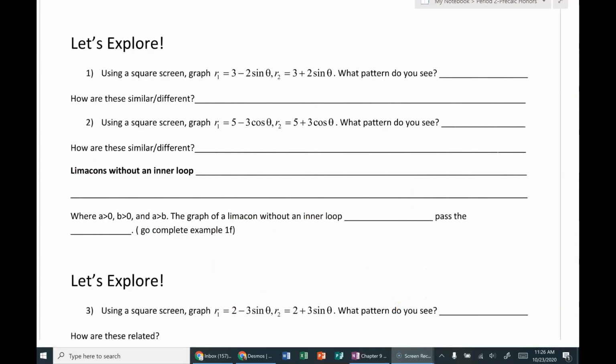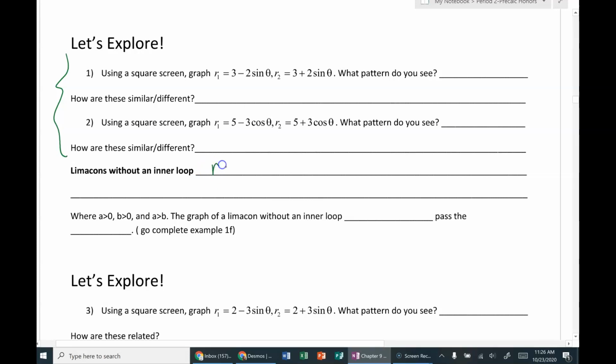So we just got done with the cardioid shape. Go ahead and try this. Try these out on your calculator or on decimals and fill out the information. Once you're done, you can hit unpause and fill out the limacon without an inner loop definition. Okay, again, so this is red. Limacon without an inner loop.